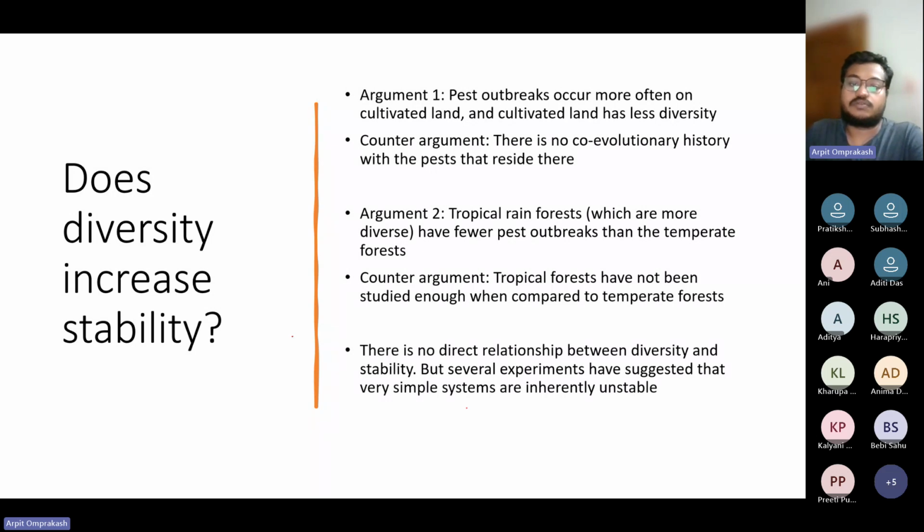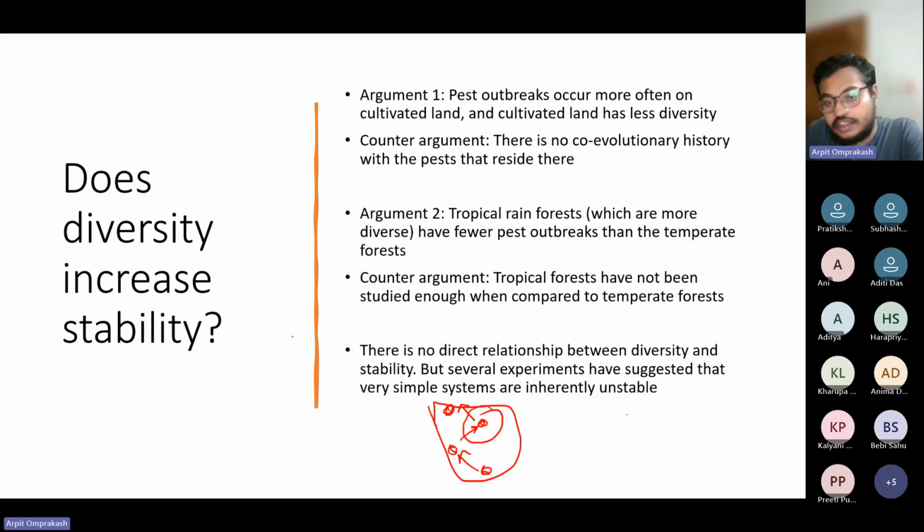Okay. So in the end, there is no direct relationship between the diversity and the stability of a community, but several experiments have suggested that very simple systems or very simple communities are inherently unstable because it only takes a few mistakes or a few changes to topple that community. So for example, as before, if we have a community of, let's say, a very simple food chain, if only one species is affected, the whole community is affected.